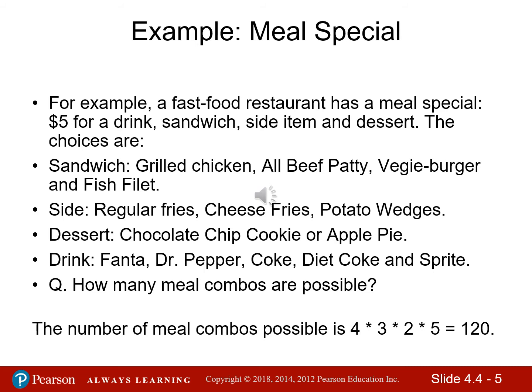So the question is, how many possible meal combos are there? Well, there's 4 stages here. You choose a sandwich, you choose a side, you choose a dessert, and then you choose a drink. So there are 4 different types of sandwiches, 3 different types of sides, 2 different types of desserts, and 5 different types of drinks. So the possible number of meal combos is 4 times 3 times 2 times 5 equals 120. There are 120 possible meal combos for this restaurant special.